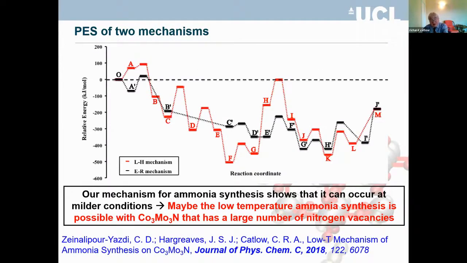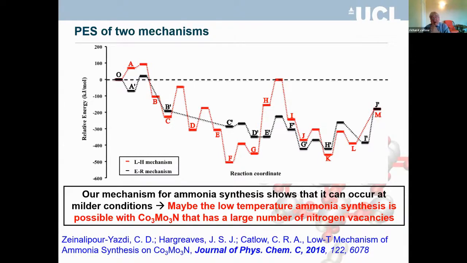You can do a whole range of catalytic cycles. In fact, you can show both the Langmuir-Hinshelwood and Eley-Rideal mechanisms could be operative for these systems. But the main point I wanted to stress is that this mechanism can occur under milder conditions because it involves a non-dissociative process. And there's a publication there that summarizes some of this work.